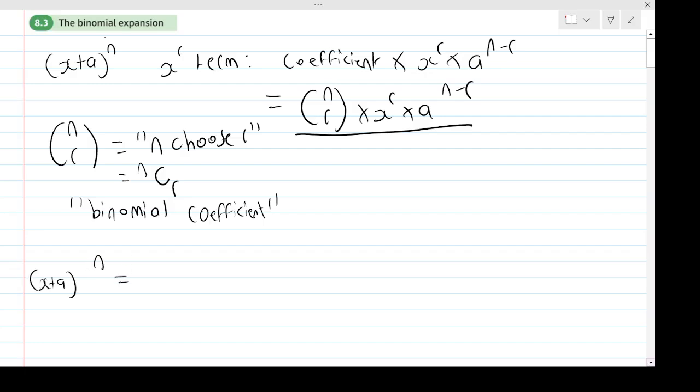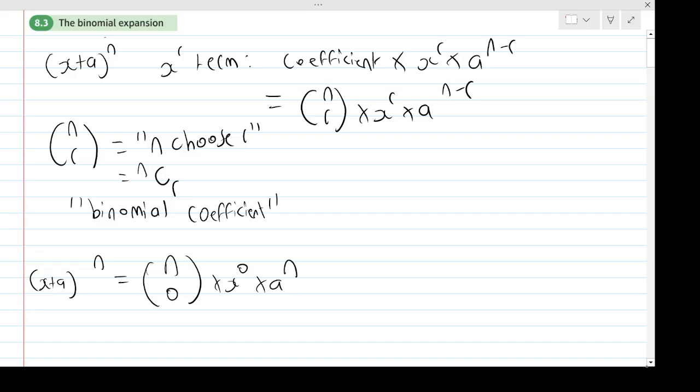And so this gives me the term for the rth term, right? But so then we're going to start from r is 0. That'll give me the first term. So it's going to be when r is 0, n choose 0 times x to the 0, times a to the power of n, right?